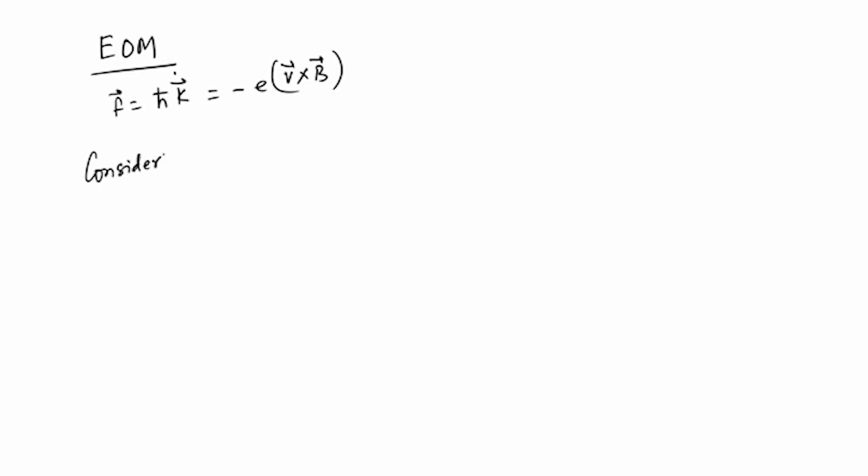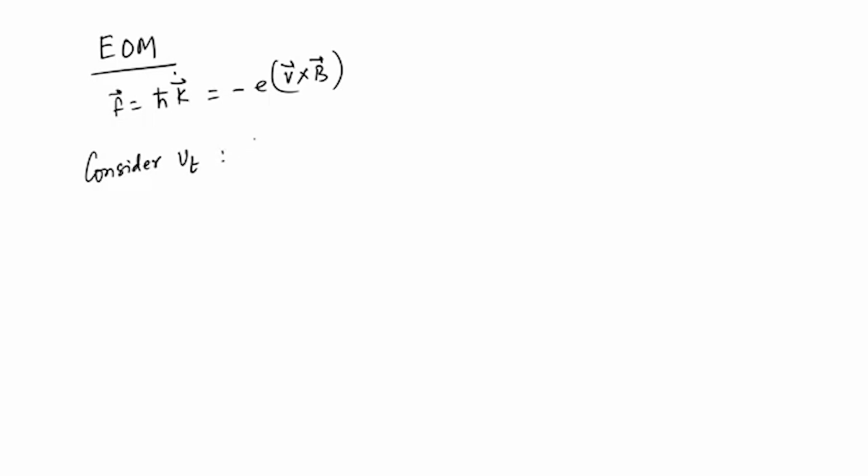So, we write down the equation of motion for electrons in a magnetic field. EOM stands for equation of motion, which is nothing but F equal to h cross k vector dot, that is, h cross dk/dt, and that is, in the presence of a magnetic field, e into v cross B, e being the electronic charge, v the velocity of the fermions or the electrons, and B the external magnetic field. Now, consider the component of the magnetic field that is perpendicular to v.